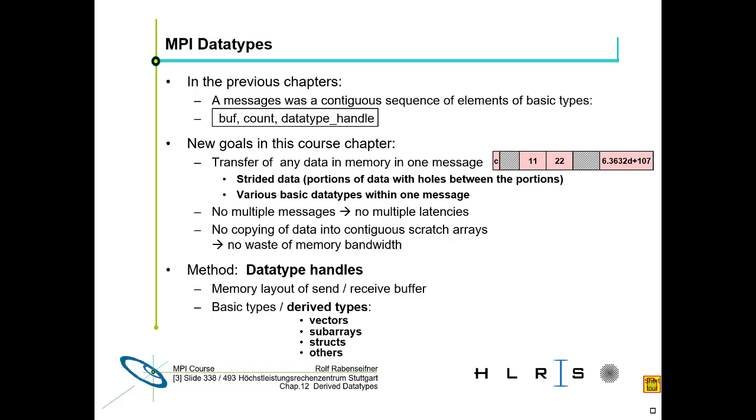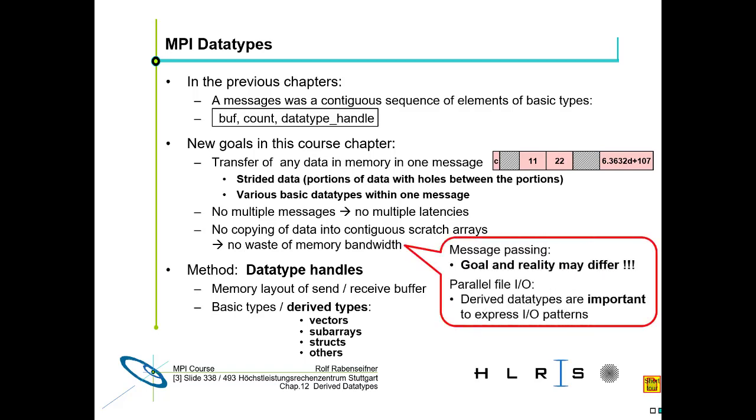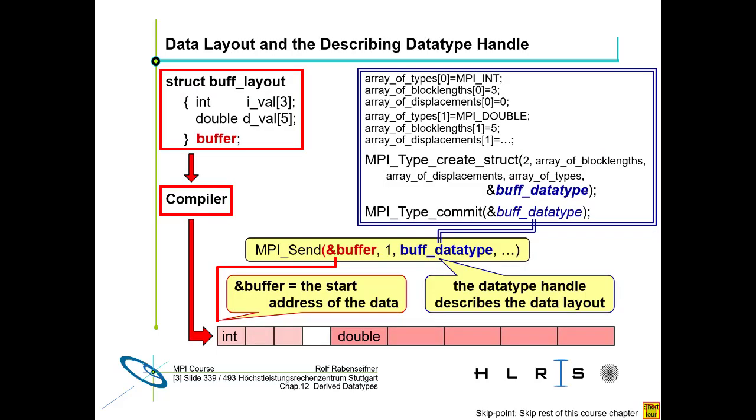For basic types, we already discussed that. For derived types, there are very many of them, for instance vectors, subarrays, structures, and some others which you will encounter. So message passing goal and reality may differ, and this also has to do with parallel file I/O. Derived data types are a very important part of expressing input-output patterns.